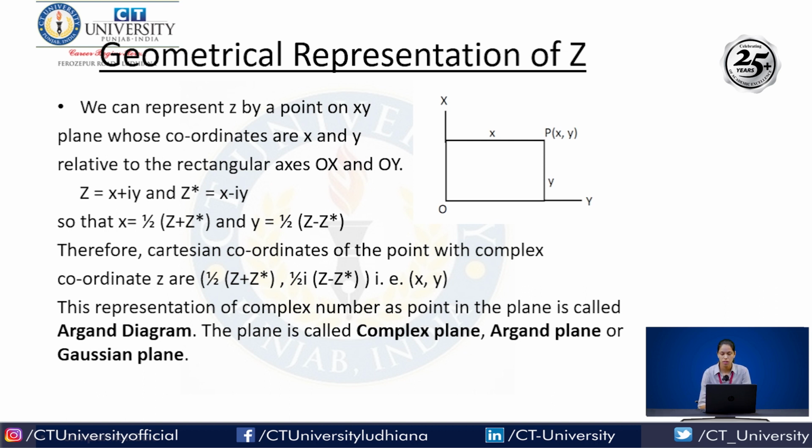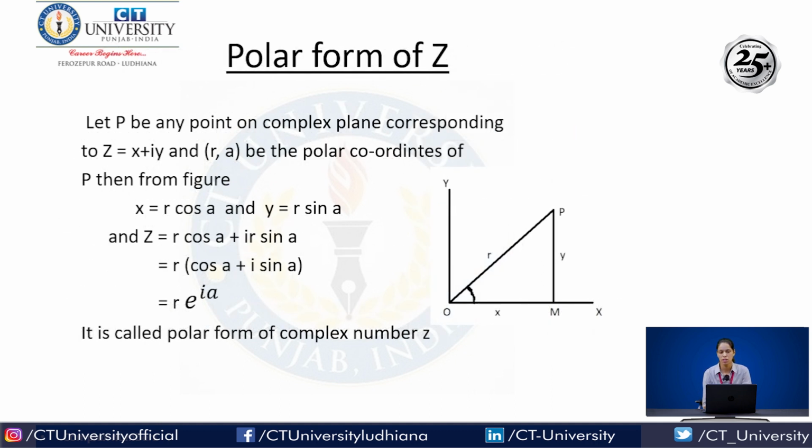It is also given in the questions and may become clearer there. The plane is called the complex plane, Argand plane and the Gaussian plane. You may also see it written in the questions as complex plane, or Argand plane. Next is the polar form of z.